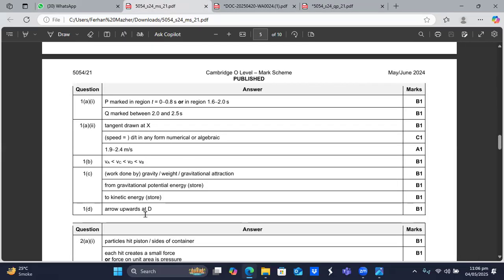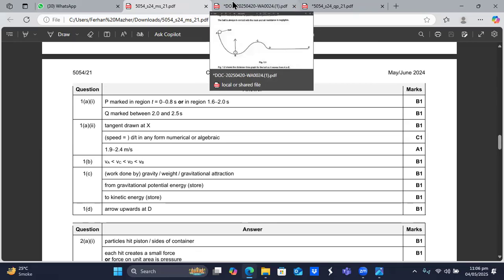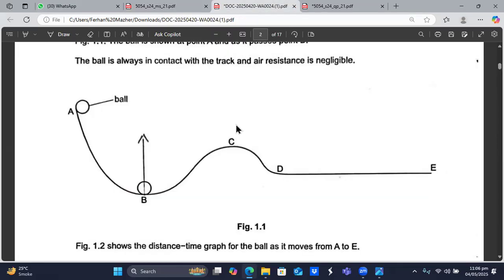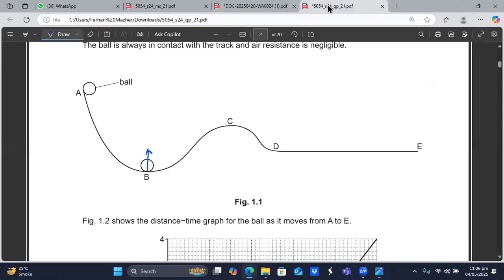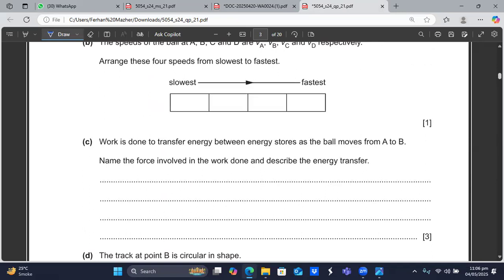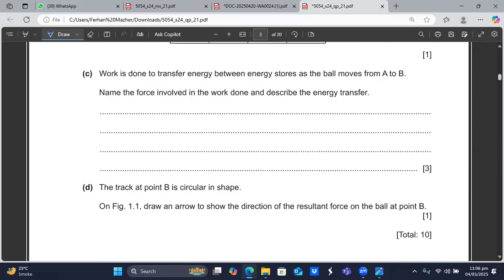Question number one, D part. It says at the point D, we have drawn at the point, let me see. I think we made a mistake. Let me read the question. I thought they're talking about the point B, but I think they are talking about point D. The track at the point B is circular. No, in the question they said you have to draw an arrow at the point B.